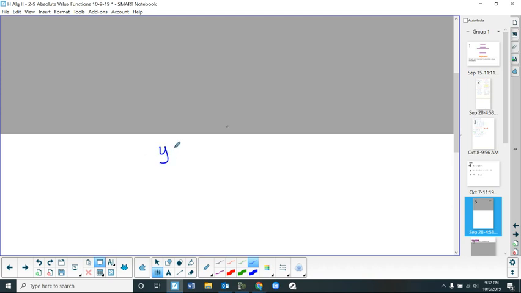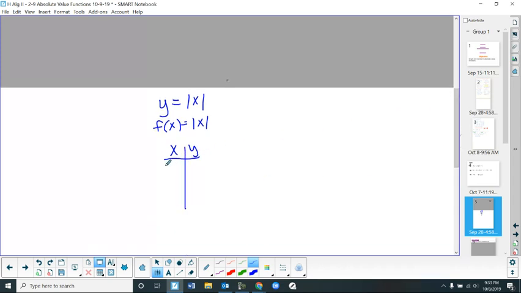So when we have y equals absolute value of x, what does that look like? So our parent function, f of x equals absolute value of x. If we make a table of values, I'm going to use -2, -1, 0, 1, and 2.